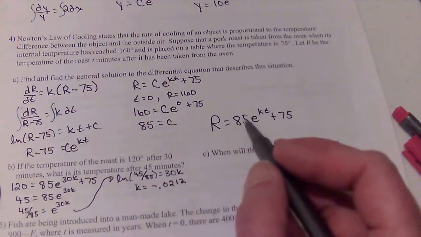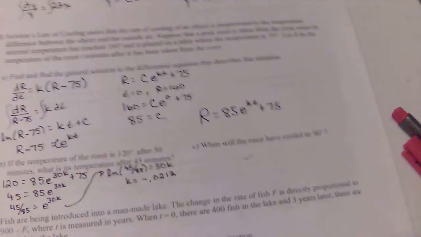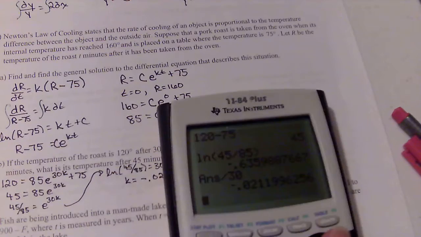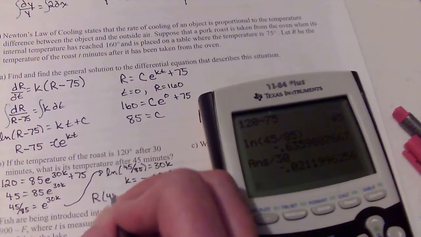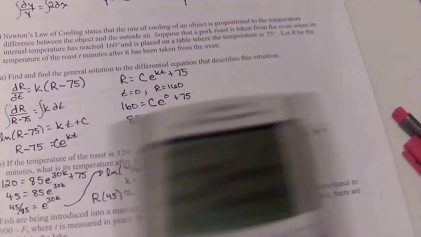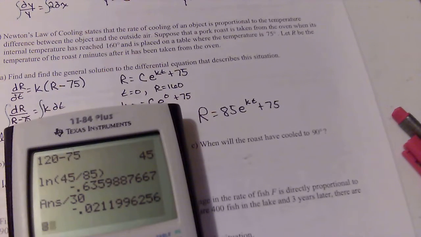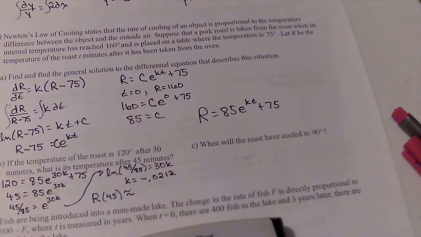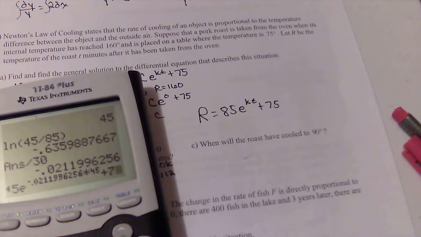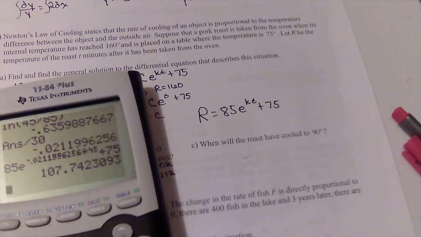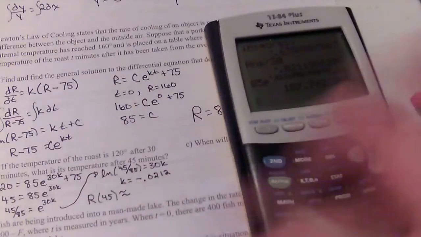Now I can plug in the 45 minutes. So they wouldn't need to see all of that. They would just need to know that we're going to do R of 45 is approximately 85 e to the, and our k is negative, actually I'll just grab it, times 45 minutes plus the room temperature. And I get 107.742.